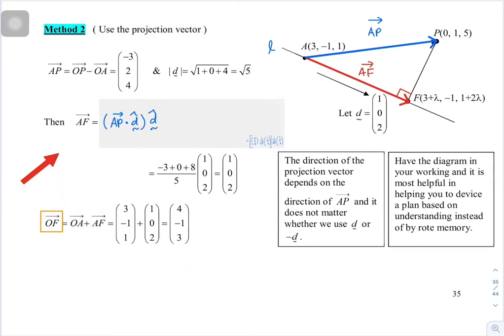Right, so in order for us to use this formula, we therefore need to find what is the vector AP. The vector AP can easily be found using this relationship, and then we are left with evaluating this formula. So based on what we have found, AP is this column vector, and the unit vector D over here is actually the unit vector for this direction vector.